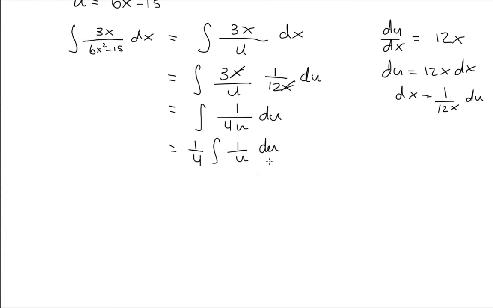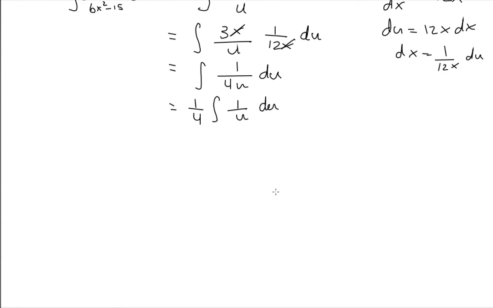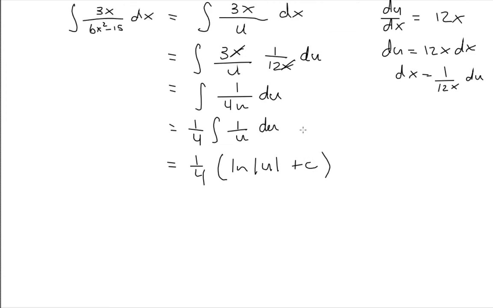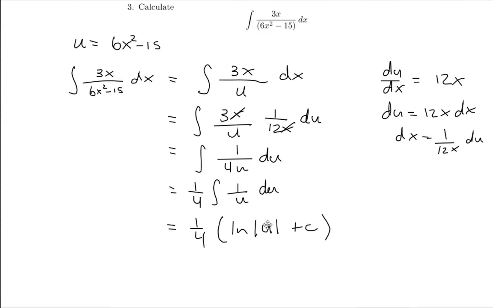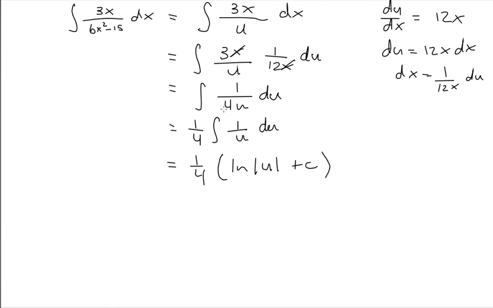Now I'm in a situation where I have an indefinite integral that is all in terms of the same variable, and it's the variable that I'm integrating with respect to. So I have formulas for this. The indefinite integral of 1 over u is the natural log of the absolute value of u plus a constant. And now I want to put everything back in terms of x. And so I look at what my u was. My u was 6x squared minus 15.